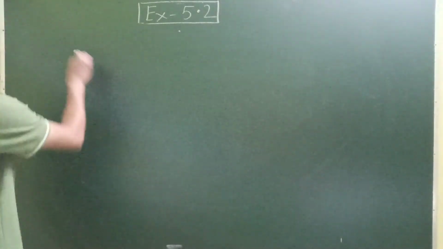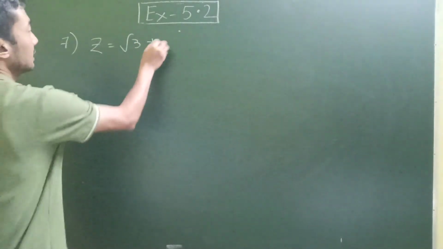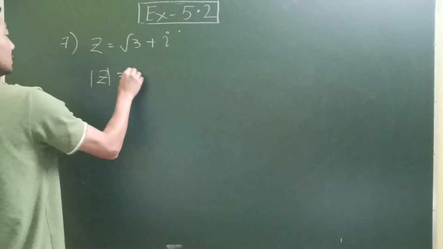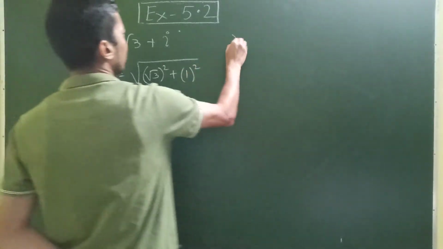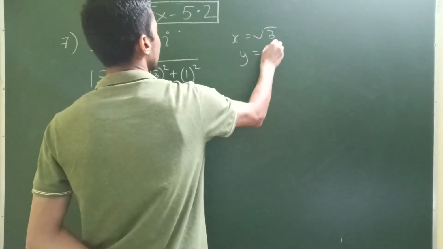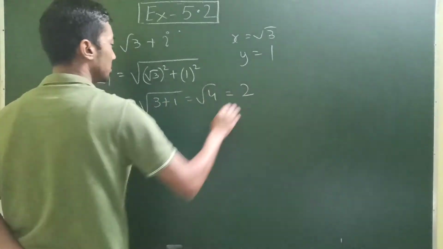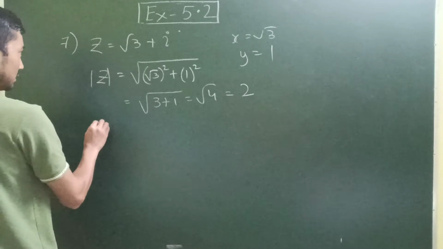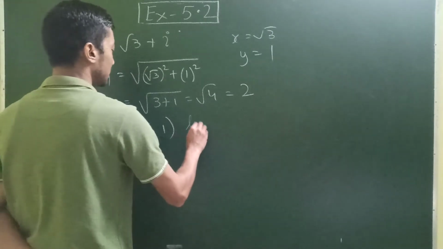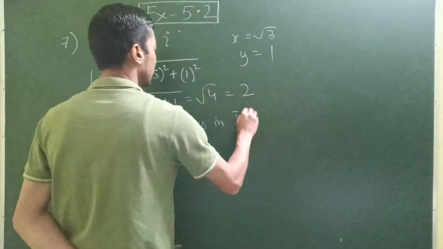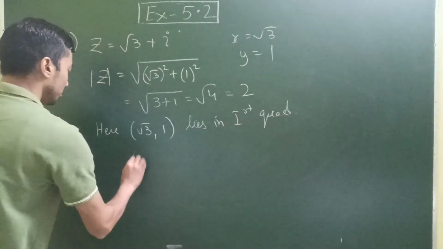Shall we do one more question? 7. z equal to root 3 plus i. Let's do it quickly. Modulus of z is equal to root over of root 3 square plus 1 square. Again, x is root 3, y is 1. So that's going to be 3 plus 1, that is going to be 4, so that will be 2. And here we have root 3, 1. So these are both positive, lies in the first quadrant. So what will be our theta here?